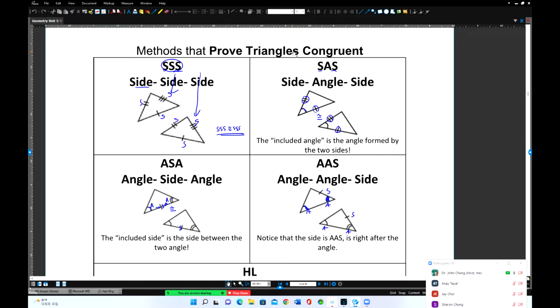To prove right triangles congruent, two triangles to be congruent, there are 5 different methods. The first method, this one.